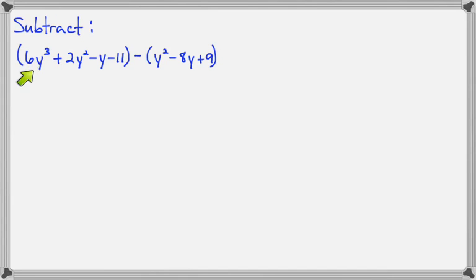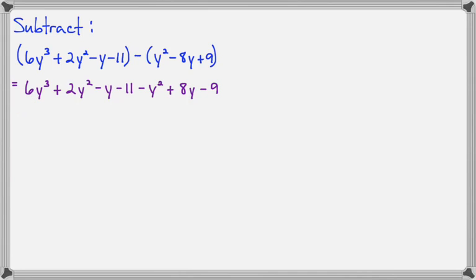So we'll subtract 6y cubed plus 2y squared minus y minus 11 minus y squared minus 8y plus 9. So again, for the first four terms, the parentheses aren't doing anything, so we'll leave them off. But on the second set, we will distribute this minus. So it's going to give us minus y squared plus 8y minus 9. Notice how when we distribute a minus, every sign inside the parentheses changes. Okay, now combine like terms.